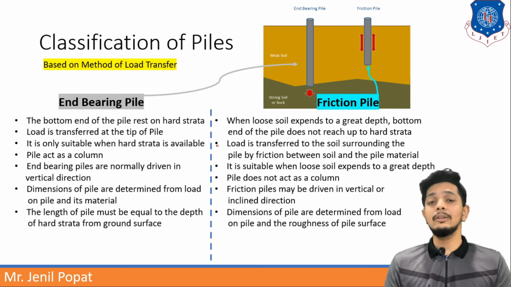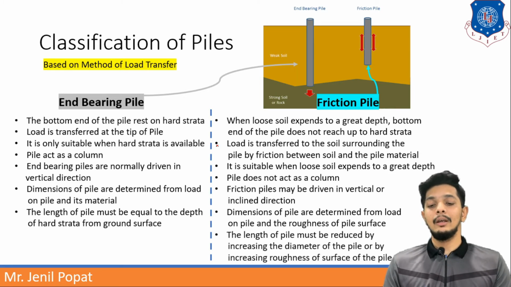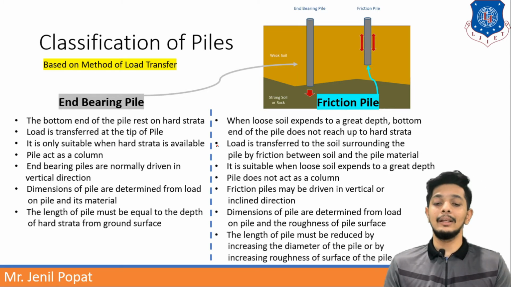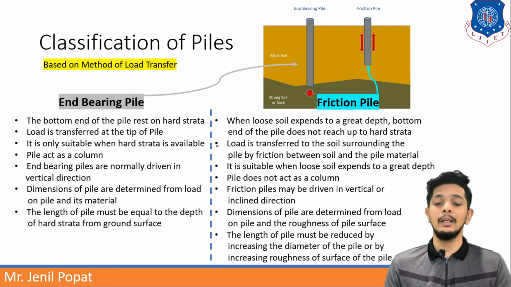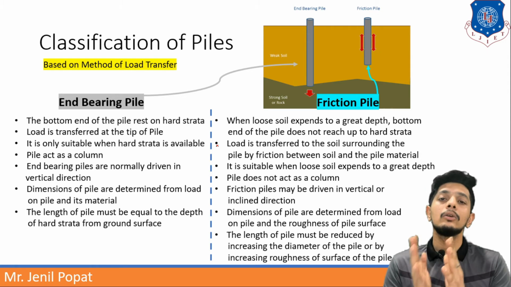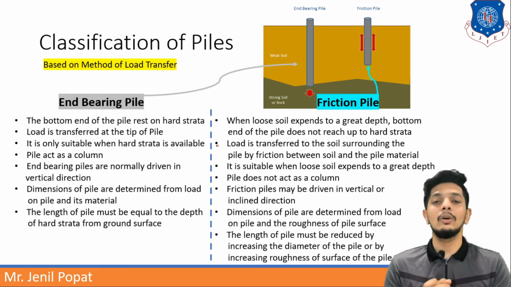So the length of the pile also must be equal. Here, in case of a friction pile, the length of the pile must be reduced by increasing the diameter of the pile or by increasing the roughness of the surface. As it is working on friction, you need to increase the diameter and decrease the length. So you can keep the volume similar and it will be an economical section. So, that's it for end bearing pile and friction pile.